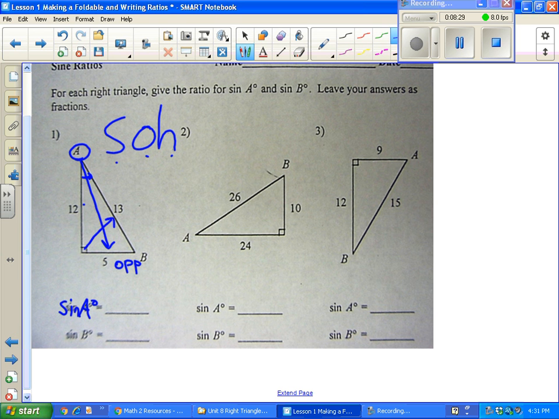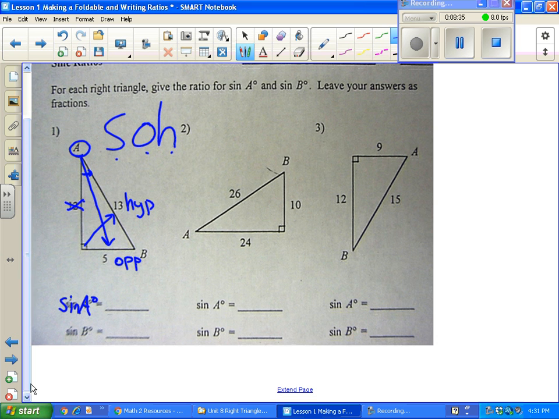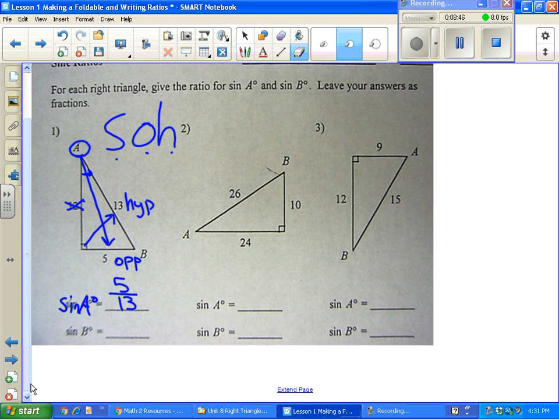Across from a 90-degree angle, the longest side is always the hypotenuse. So for sine, in this particular one, I don't need the 12. Sine of angle A would be the ratio: 5 is opposite on top, to 13 on the bottom. 5 over 13. All right. Now, I did that one in blue, with respect to angle A.